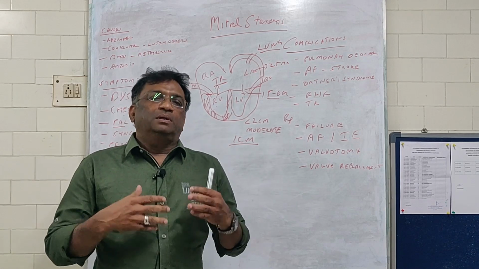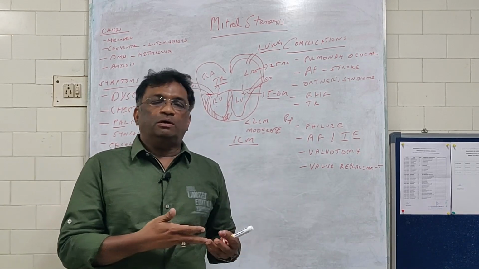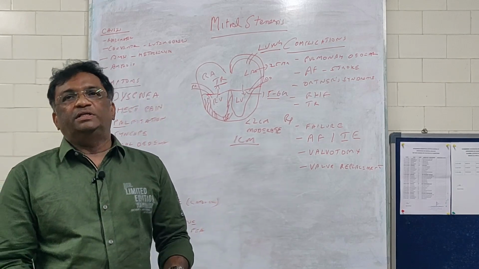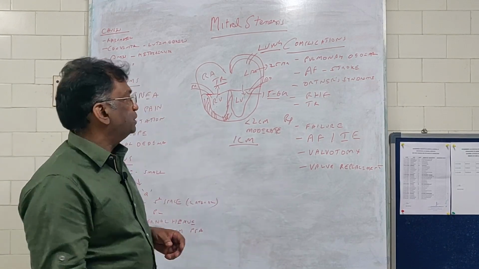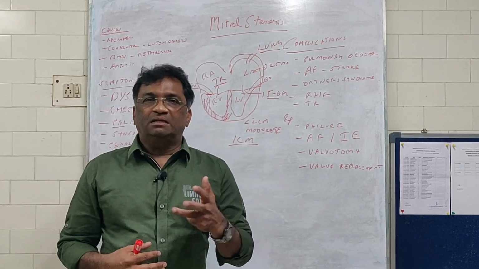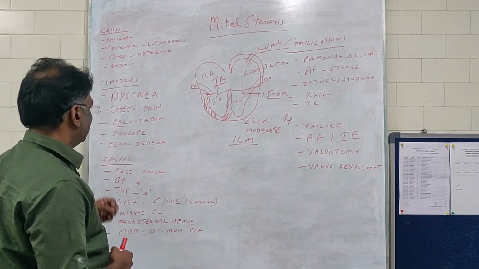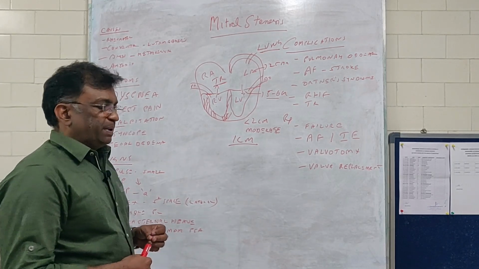Apart from it, because of the decreased cardiac output and decreased systemic circulation, there can be decreased renal perfusion, so decreased urination, and malar flush, tiredness, all these are other features that will be present in patients with mitral stenosis. What are the signs that will be present in mitral stenosis?